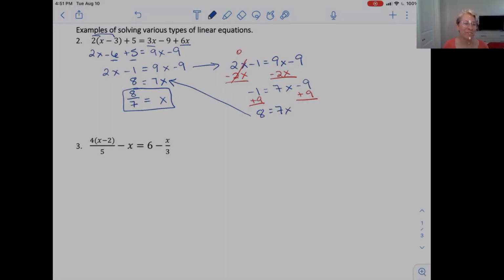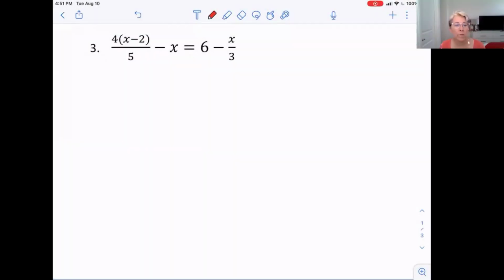Example number 3, you may notice that we have some fractions going on. A lot of people do not like fractions, so let's get rid of them. We've got a denominator of 5 and 3. Remember, fractions represent division. The opposite of division is multiplication. So we're going to multiply by the least common denominator, which in this case is 15. So everybody's going to get distributed a 15.